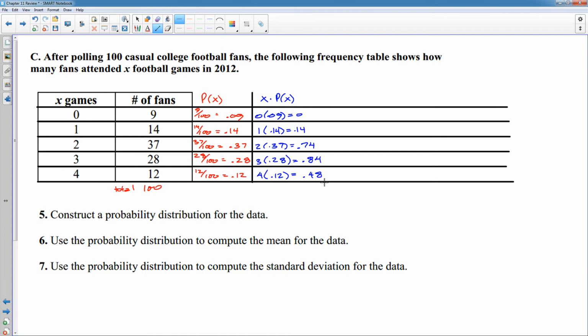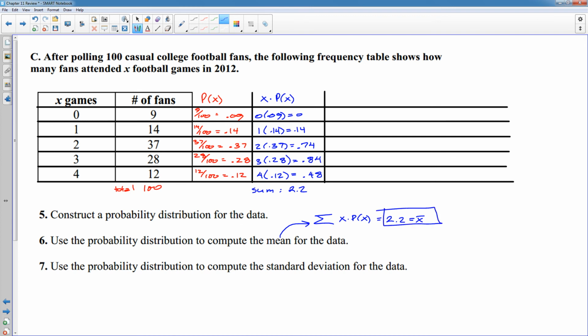Now that doesn't tell you the mean, that's just the first step in order to get the mean. Once you find that, you simply add all of those together. Your mean is the sum of all of the x times p of x's. When you add those together, we'll simply throw that in the calculator: 0 plus 0.14 plus 0.74 plus 0.84 plus 0.48, and you get 2.2. That's going to be the mean. 2.2 is your mean.